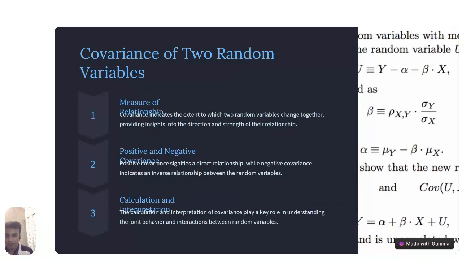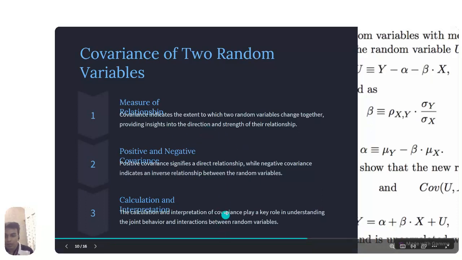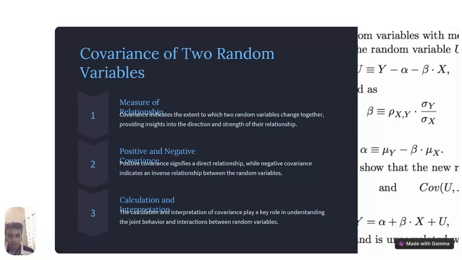Covariance of two random variables. Measure of relationship: covariance indicates the extent to which two random variables change together, providing insights into the direction and strength of the relationship. Positive and negative covariance: positive covariance signifies a direct relationship, while negative covariance indicates an inverse relationship between the random variables.